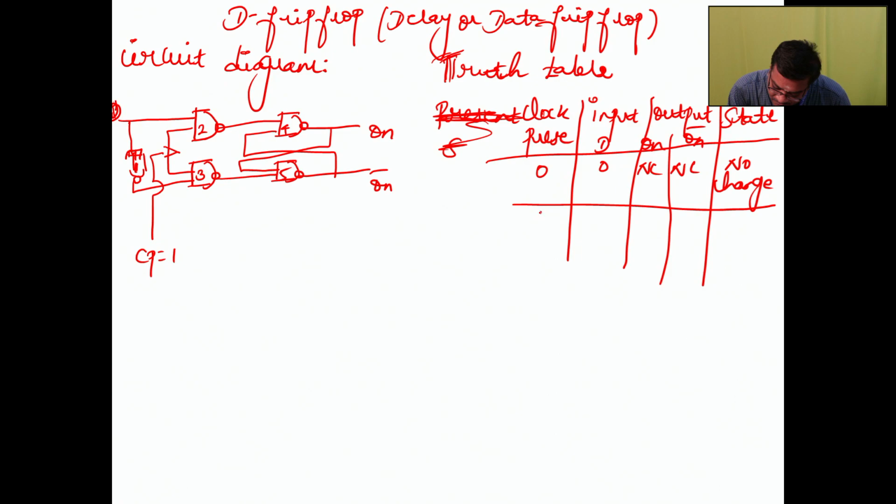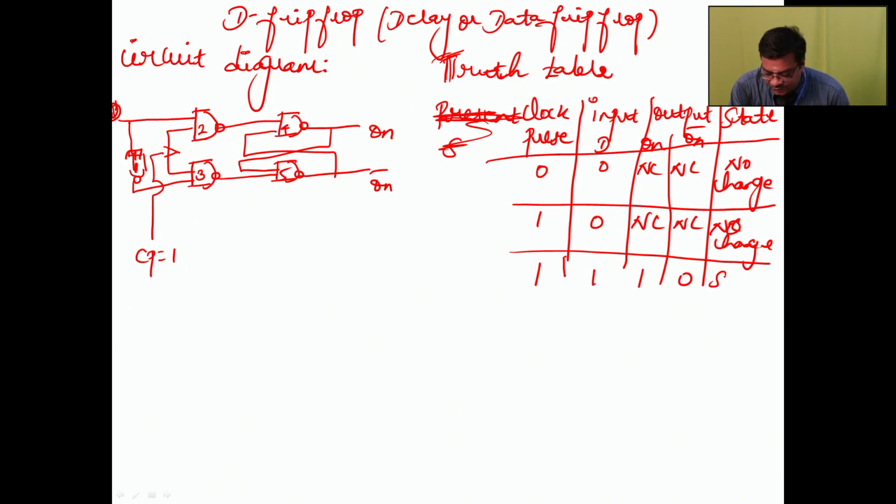When the clock pulse is 1 and we give input 0, we will get no change. When the clock pulse is 1 and we give 1, the output is 1, so the set condition will be there. While we are giving 0, we will get the same output. In D flip flop, whatever input is applied appears on the output. So these are the output conditions, and this one is the input conditions.